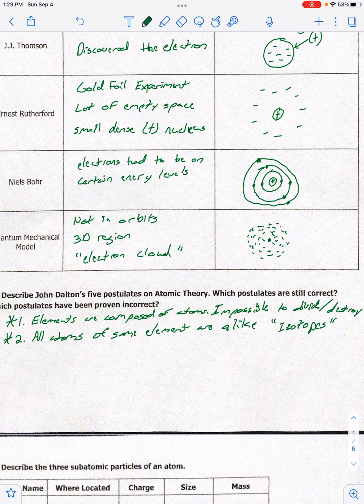Then number 3, it was atoms of different elements are different. So atoms of different elements are different. Okay, so that makes sense. Hydrogen is not the same as oxygen. That still holds true to this day. Okay, then we go on to number 4.